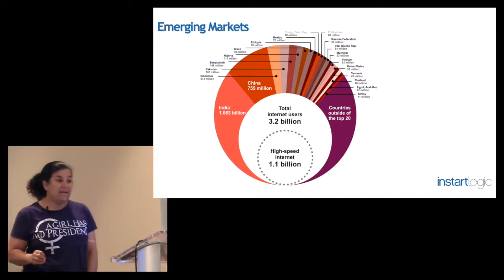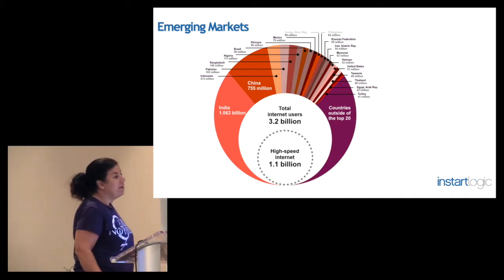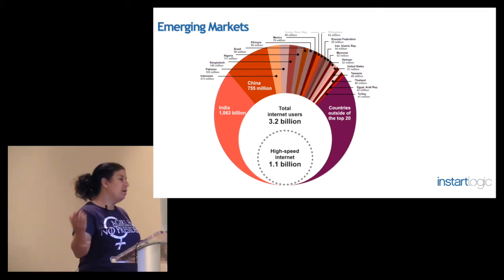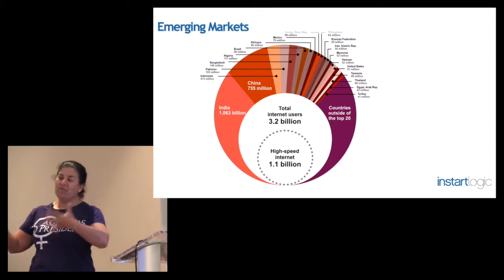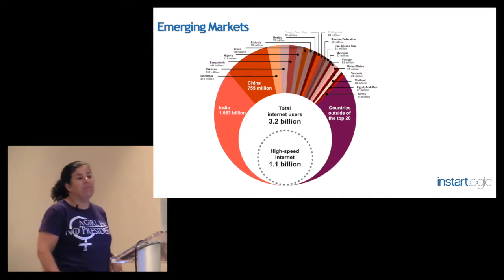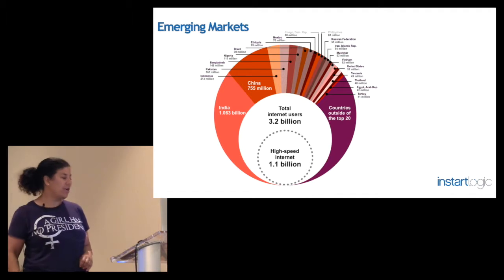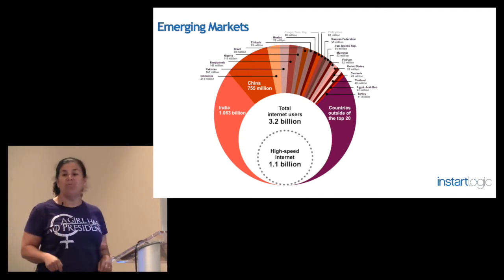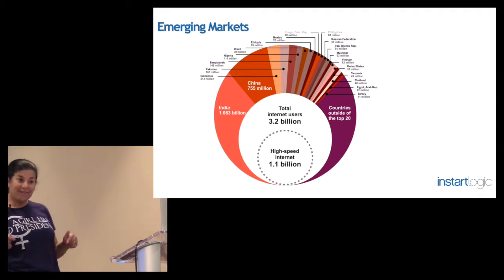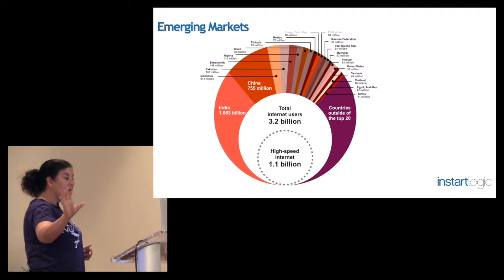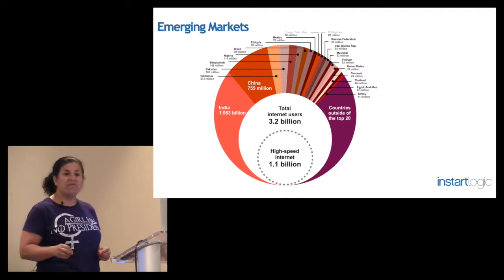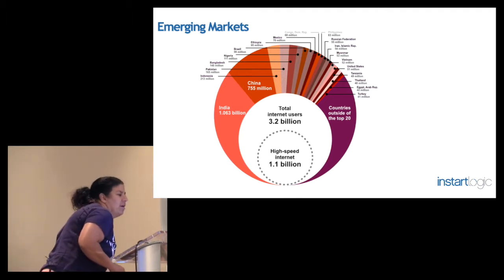In the United States, especially in the Bay Area, we think that everyone is connected. And this is basically a graph of the world, and there's 1.1 billion out of the 7 billion people in the world who have high-speed internet. There's only 3.2 billion people who are currently online. Only 3.2 billion, because that's less than 50% of the world's population. Close to 50%.